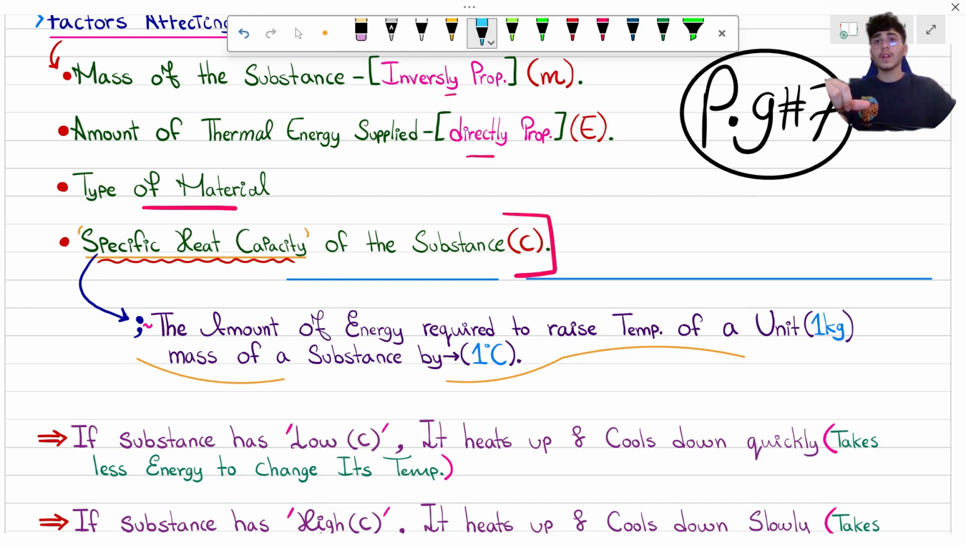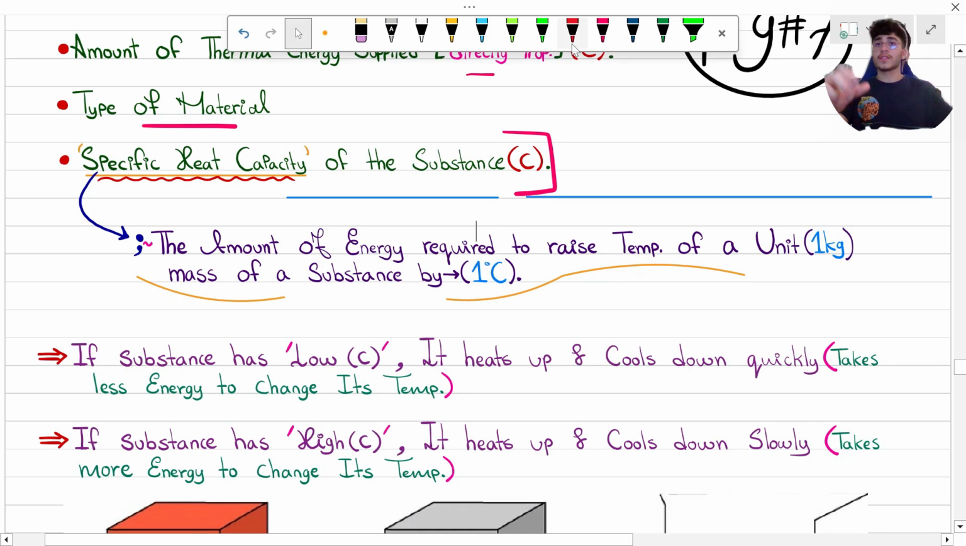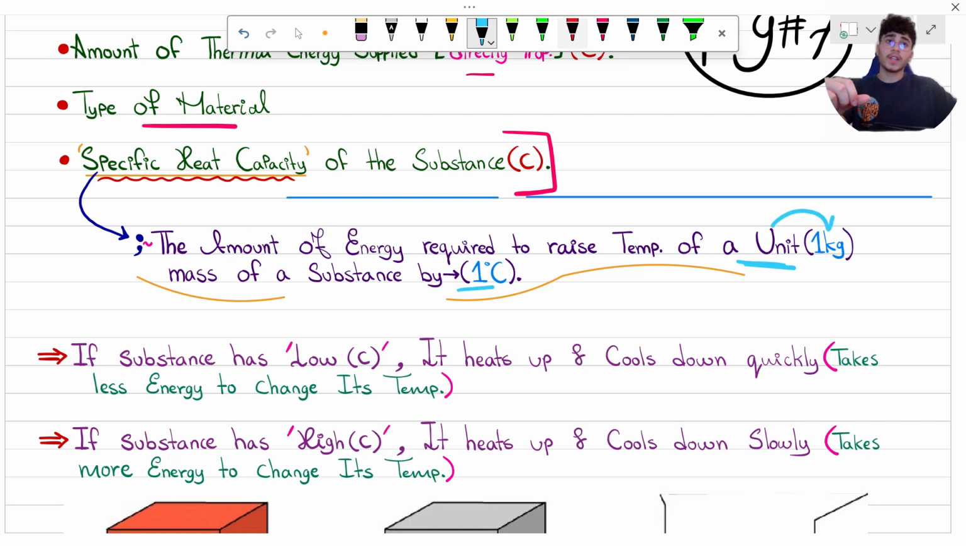So specific heat capacity, what is this? This is the amount of energy required to raise the temperature of a unit mass of a substance by 1 degree Celsius. By unit, we mean 1 kilogram mass. So we have a substance and we want to increase its temperature unit mass by 1 degree Celsius. So we have to input a specific amount of energy to do this. This amount of energy that we need to raise the temperature of a unit mass by 1 degree Celsius is the specific heat capacity.